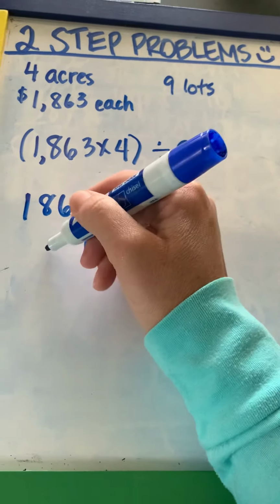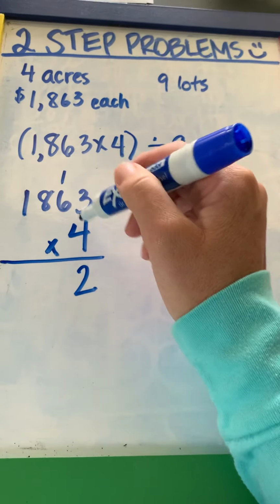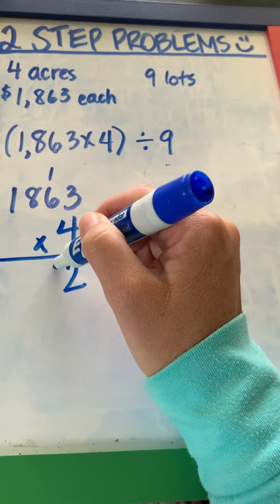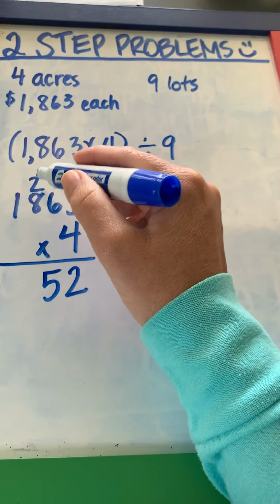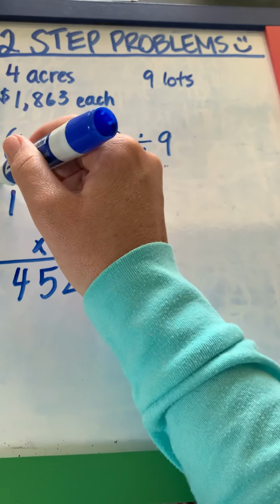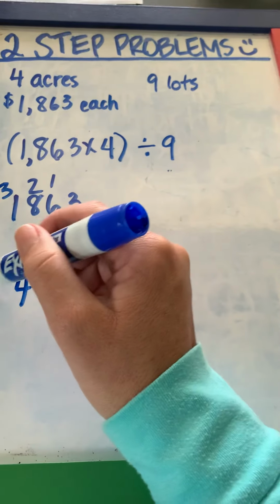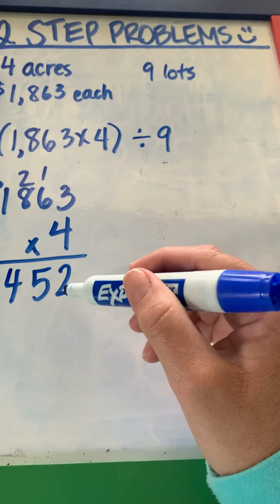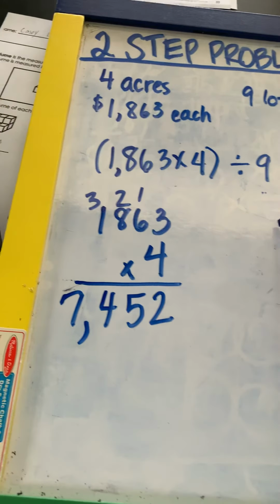1,863 times 4, set it up like this. 12, 24, 25. 8 times 4, 32. Plus 2, 34. 4 times 1 is 4. Plus 3 is 7. So this is what it would cost to buy the 4 acres. Now we just have to divide by 9.